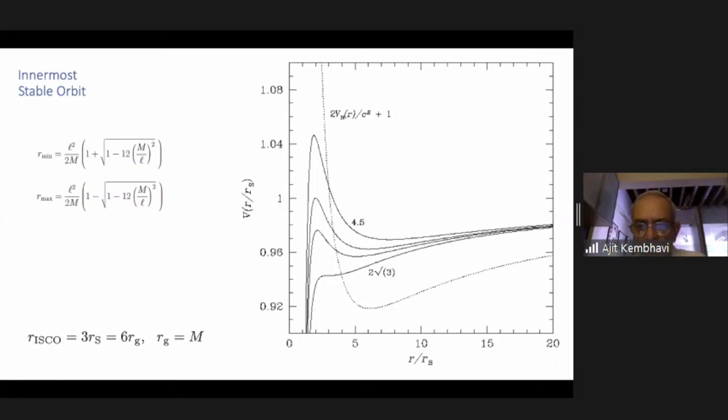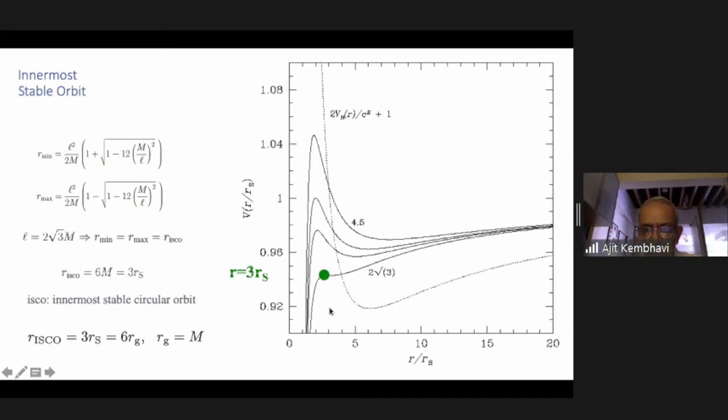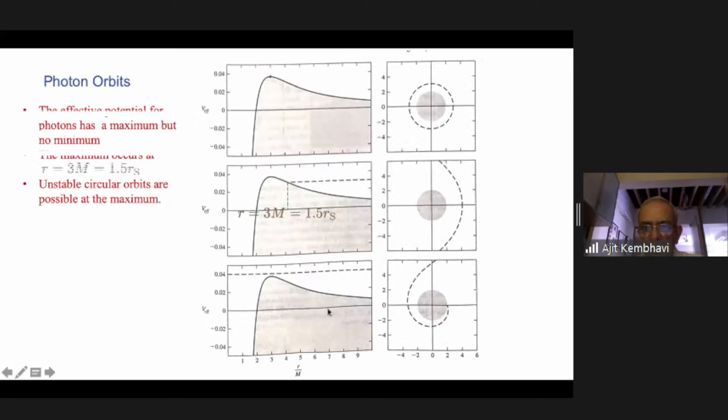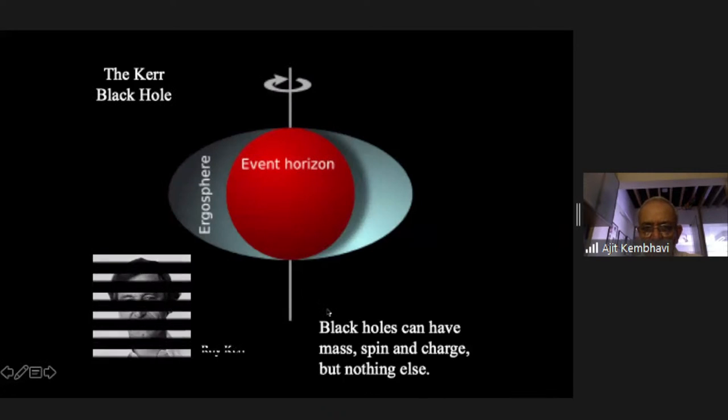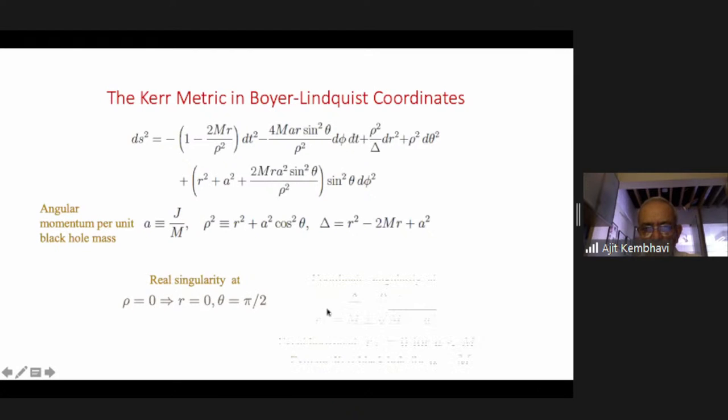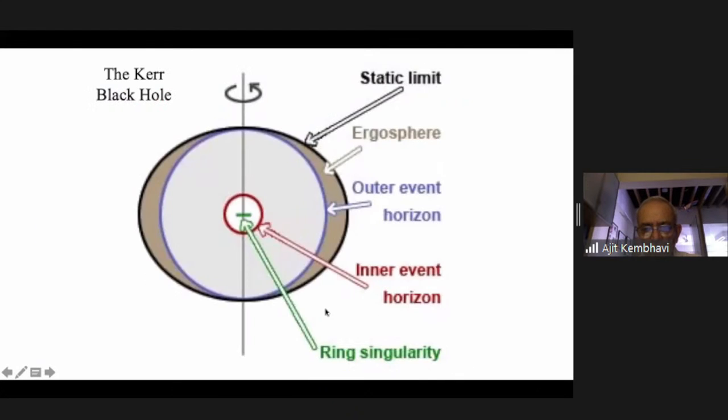Let me talk about how you get an orbit as the angular momentum decreases. You get an orbit which is called the last stable orbit, the innermost stable circular orbit, ISCO. And that concept is important because it tells us how much energy can be extracted from the orbit. Sorry, I'm trying to find it.